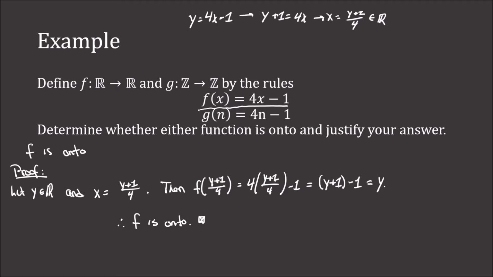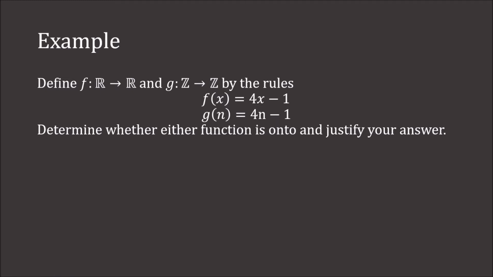So now we look at g, and the idea is, can we get every integer from this? Well, what about 2? Can I get 2 out of this? No, right? No way I can multiply 4 by an integer, subtract 1, and get 2. So g is not onto. So we need to provide a counterexample. You could use the counterexample I just stated.